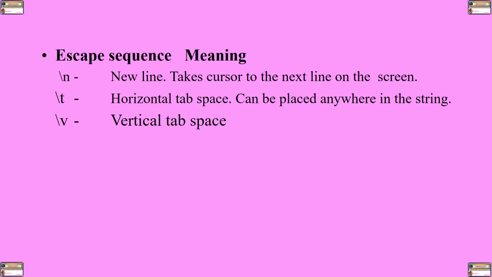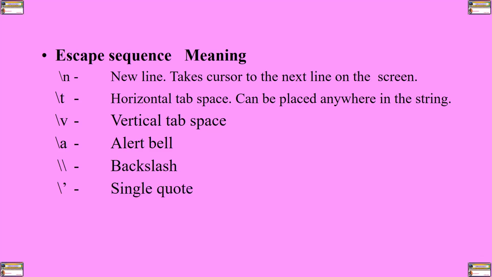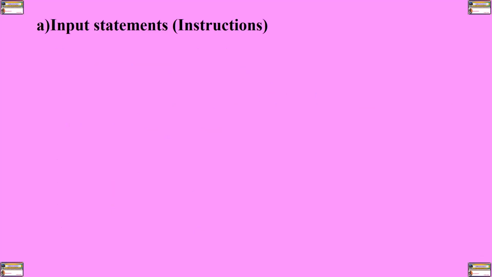\v indicates or creates what we call a vertical tab space between your output. If you want to produce a bell, you add \a, the alert bell, as an escape sequence character. You can also add a backslash using that character, a single quote, a double quote, a question mark, etc.